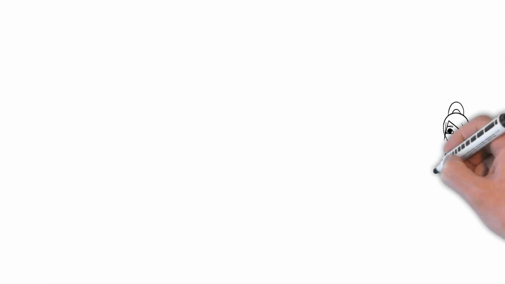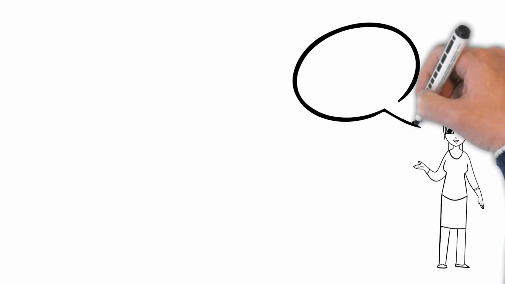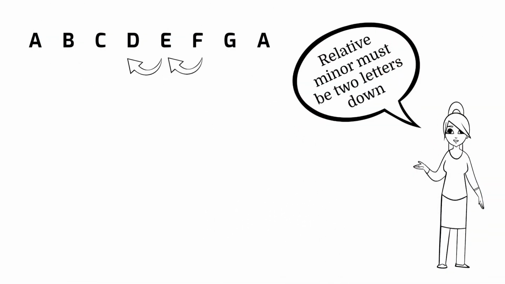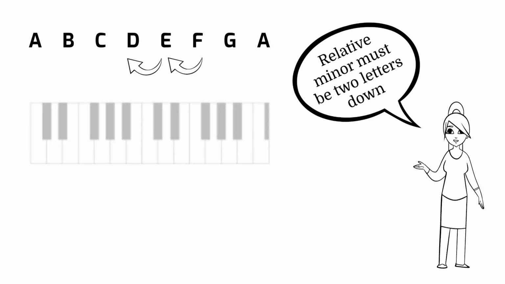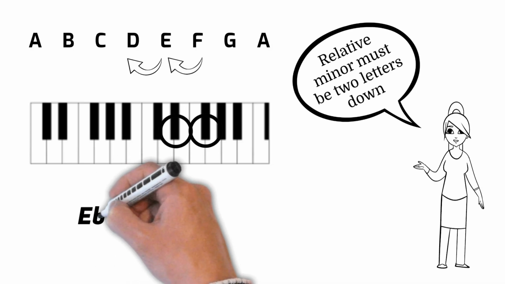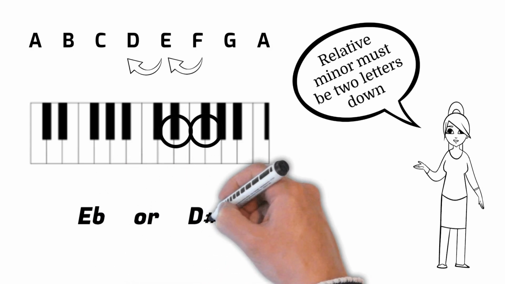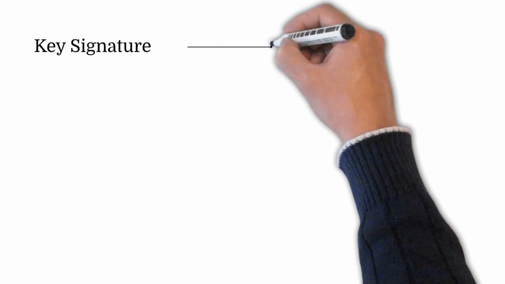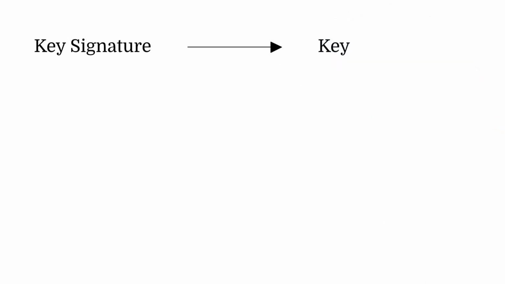Let's take one more example using the key of F sharp major. Firstly, by going down 2 letters, we get E, and then D. Therefore the relative minor of F sharp major must have the letter D in it. Going down 3 half steps from F sharp gives us F, E, and then E flat. However, since the minor key must have the letter D in it, the relative minor of F sharp major is D sharp minor.